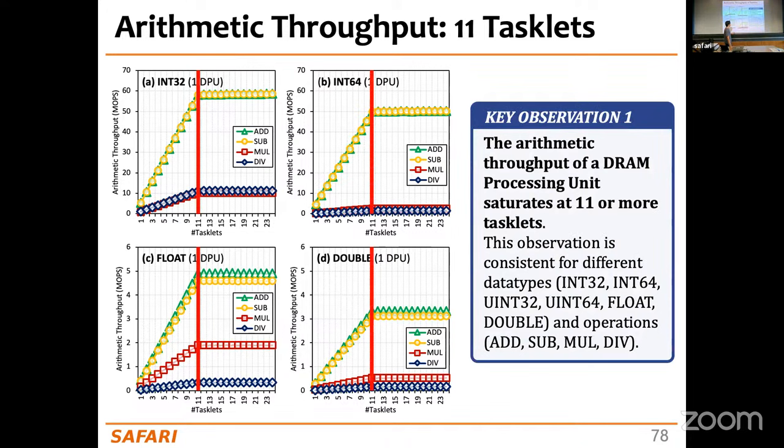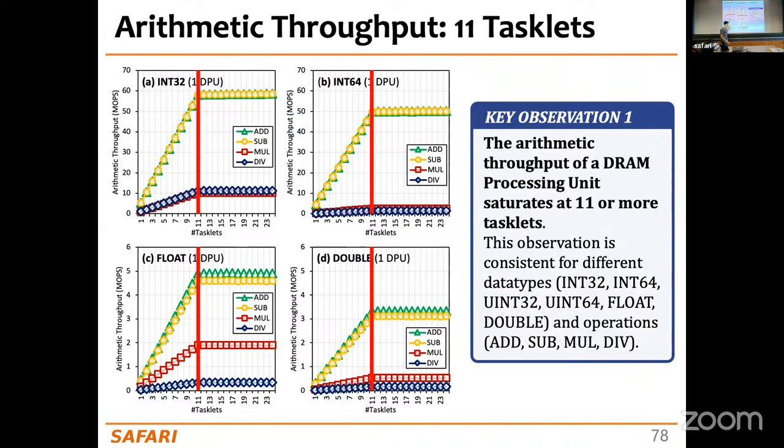There are several observations here, right? Several things that you observe. First of all, the arithmetic throughput saturates. And it saturates where expected, at 11 tasklets. After 11 tasklets, the pipeline is full all the time. And because the pipeline is full all the time, we are retiring one instruction every single cycle. So we are already obtaining the maximum performance.